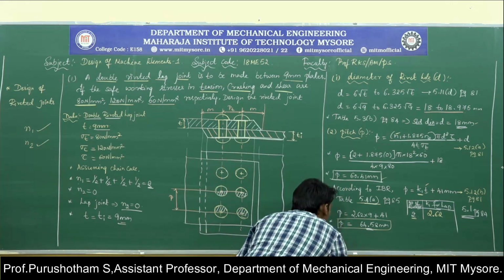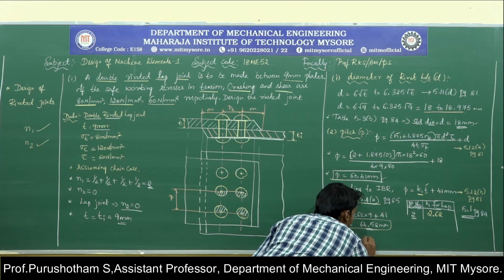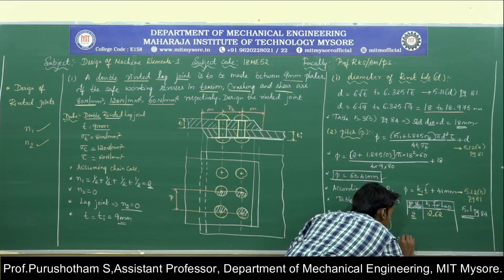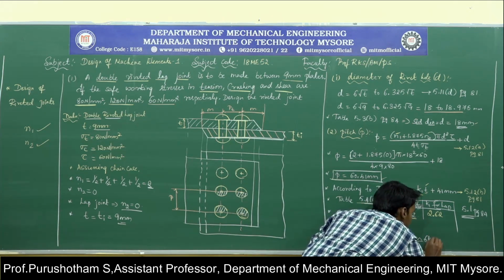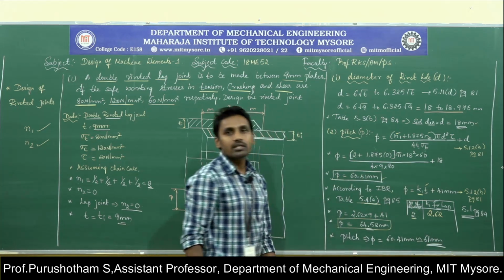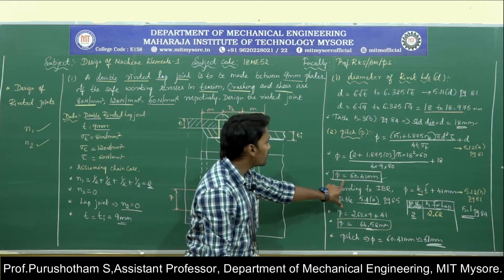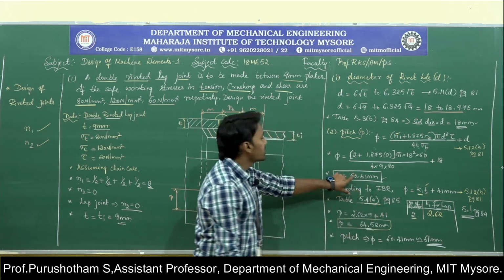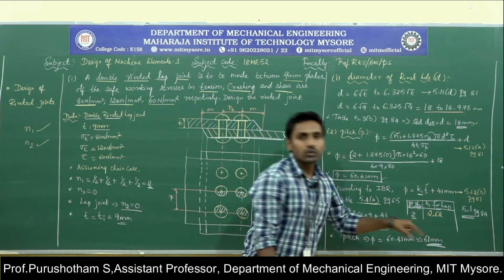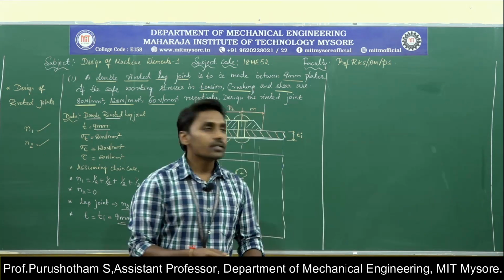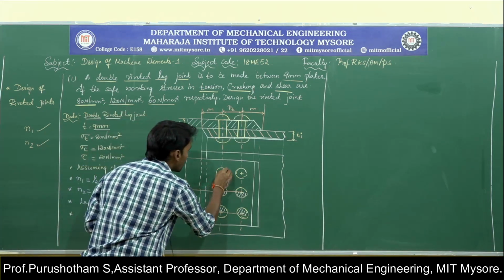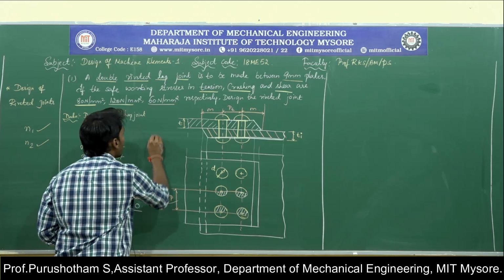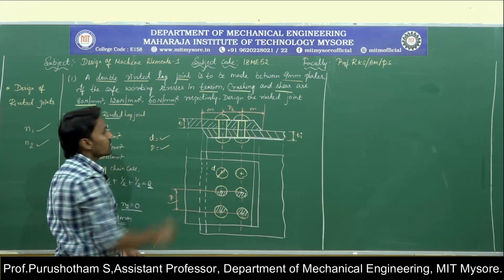So from this, the pitch value is given by 60.41 mm, which is approximately equal to 61 millimeter. Out of these two, we need to choose the minimum pitch value. Now what we found out: the diameter of the rivet hole as well as the pitch value. So diameter and pitch value, those are known.